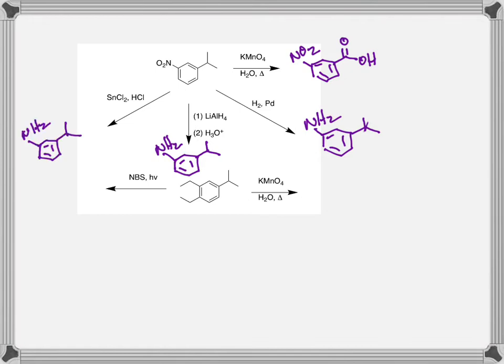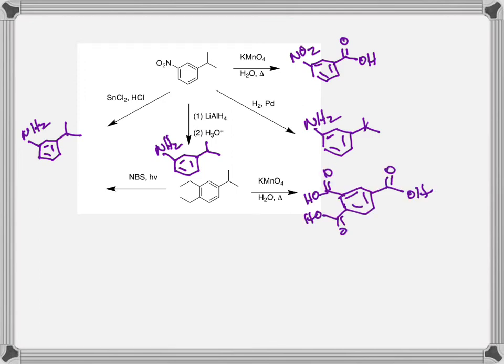The next reagent is tin chloride with HCl. That also reduces the nitro group. So when you want to reduce a nitro group, you have choices. The next set of reactions happen with a molecule that has 3 different alkyl substituents on the aromatic ring. First, we will look at NBS reacting with this starting material. Oh, I lied.